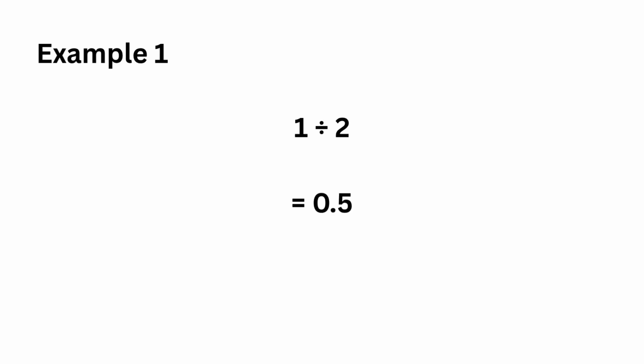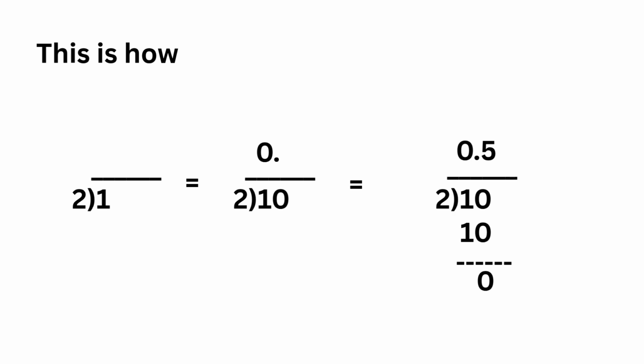Our example 1 is 1 divided by 2. That's 1 over 2, which gives us 1 divided by 2, and the answer is 0.5. So this is how we got our answer.